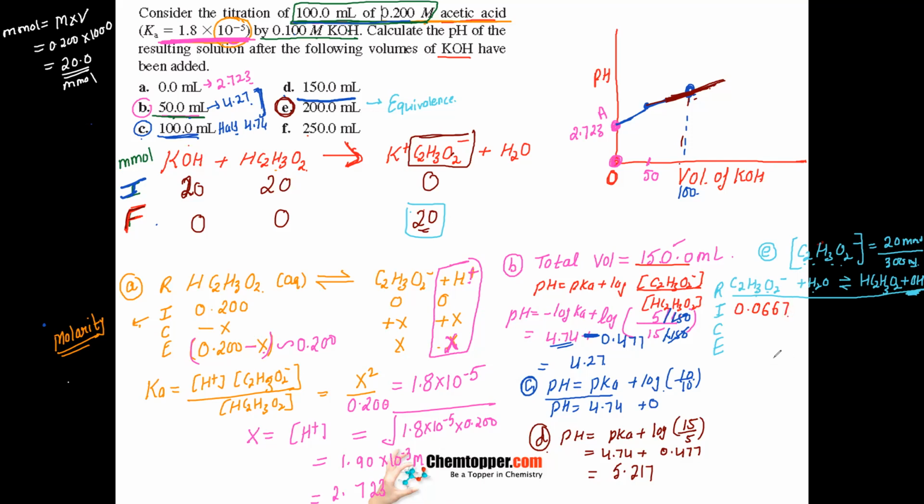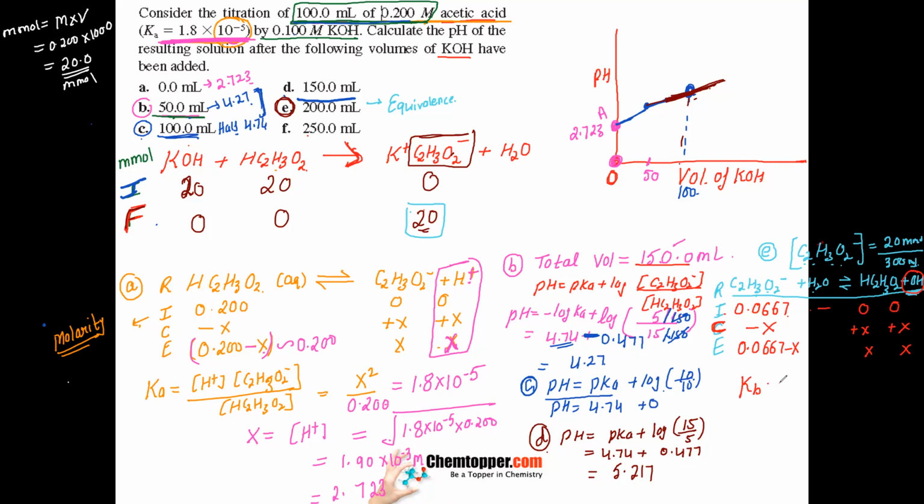Is it okay? Now initial, this is initial. So I can take these two 0, 0. Change, so rise table change. Let's say X amount has dissociated. Then this is plus X. This is plus X. Equilibrium 0.0667 minus X, X, X. But I need Kb. It's a base dissociation. You're getting OH minus. It's a base dissociation.